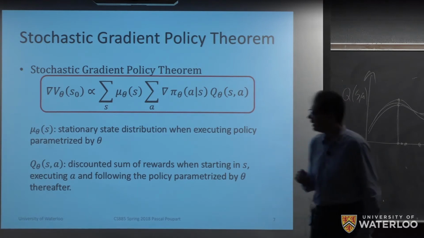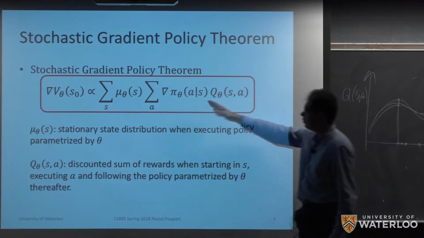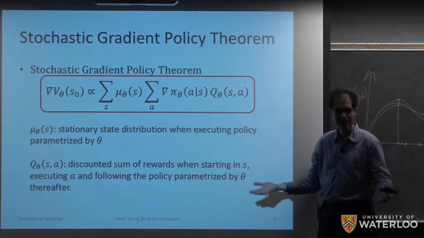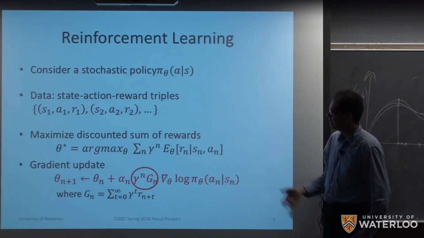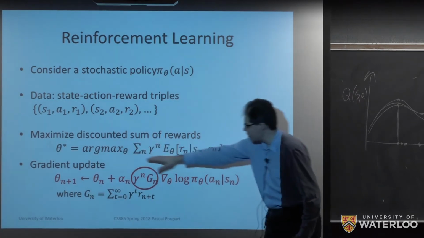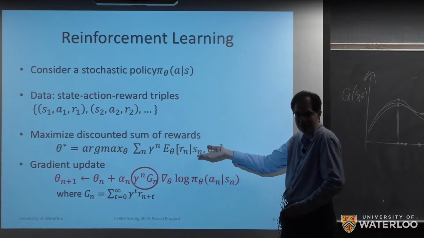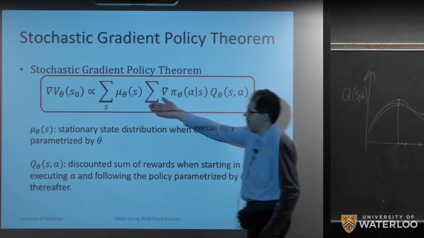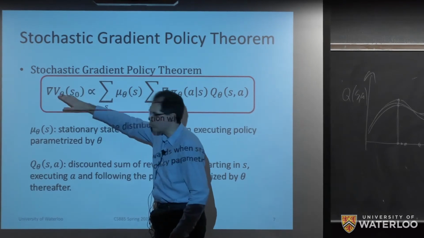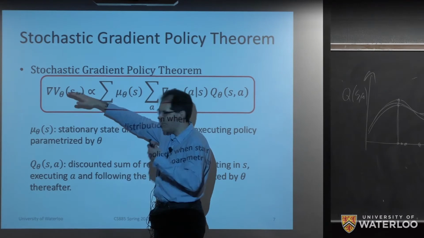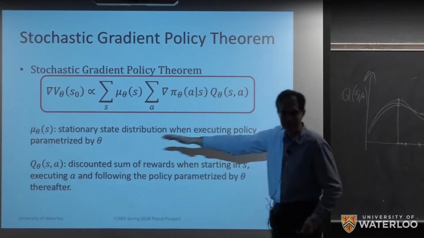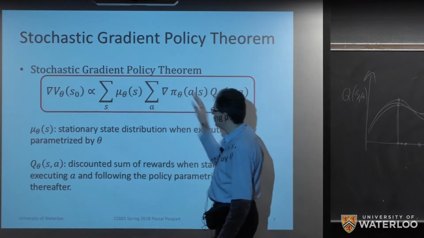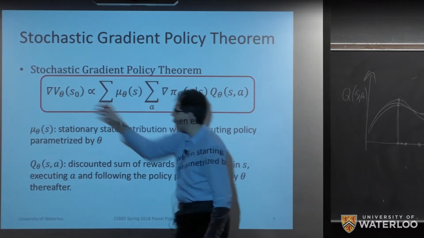To derive this, I need to introduce a theorem known as the stochastic gradient policy theorem. Here, the idea is that we are trying to maximize expected rewards. If I go back, this was my objective here, and this objective is really just the value function of the policy. So I'm trying to maximize my value function. Perhaps what I could do is compute a gradient with respect to theta of my value function, and then make a step in the direction of that gradient.